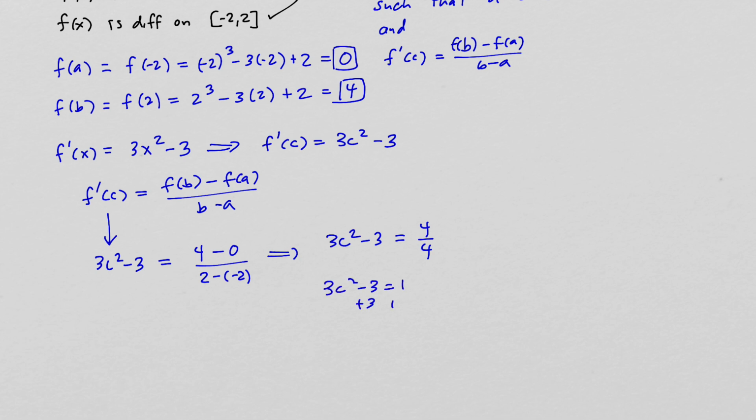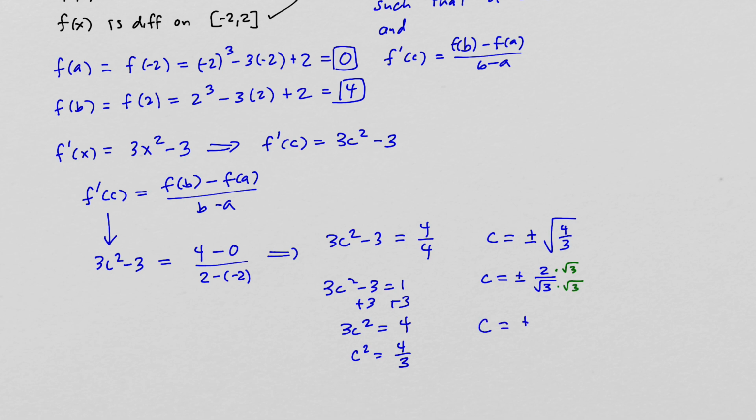And then if I add 3 to both sides, I get 3c squared is equal to 4. Dividing by 3 gives us c squared equals 4/3. And finally, c should be plus or minus the square root of 4/3. And if I simplify this, I get 2 divided by radical 3. And sometimes we'll want to rationalize the denominator like so. And in that case, we would get plus or minus 2 radical 3 divided by 3.